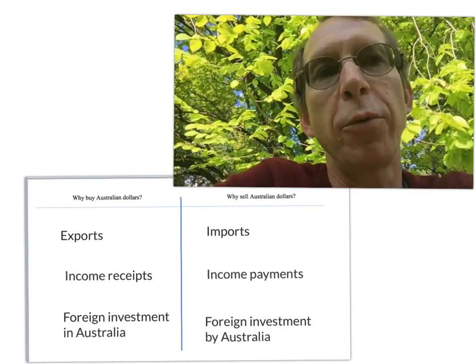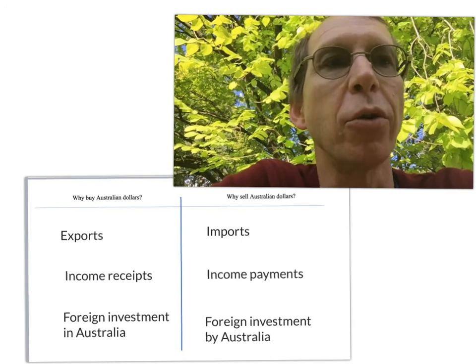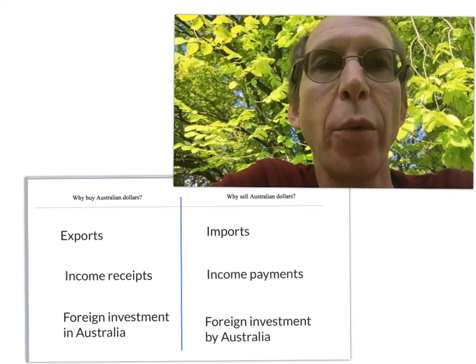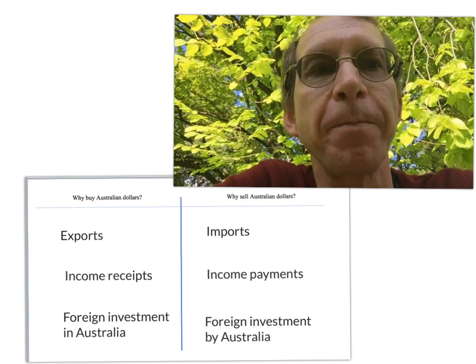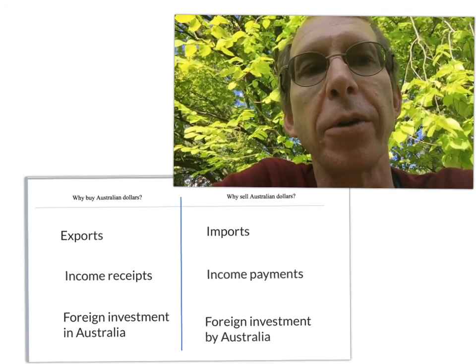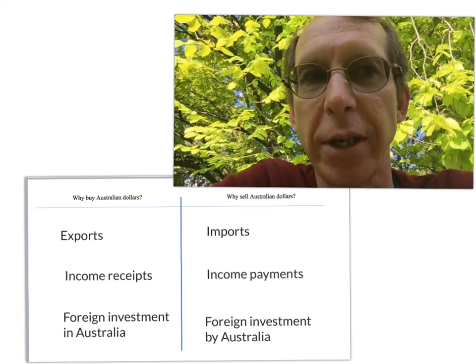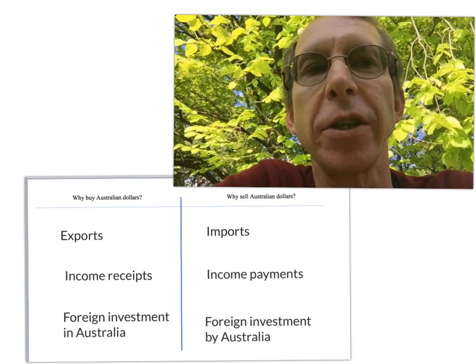Now we know why people might buy or sell Australian dollars, demand or supply Australian dollars. We can start looking at the market for Australian dollars, or the foreign exchange market. From that, we can start working out the equilibrium price or equilibrium exchange rate. But before we do that, we're going to talk about some definitions.